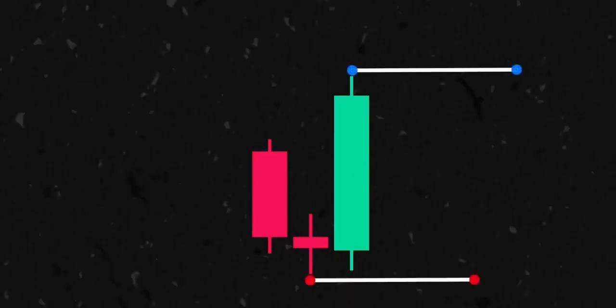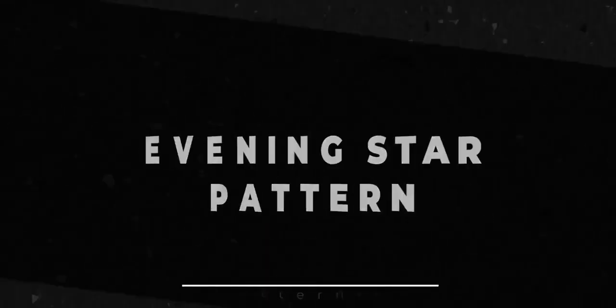To enter the trade, we will place a buy order above the high of the green candle. We will keep our stop loss below the doji candle. Pattern number 7, evening star pattern. The evening star pattern is the complete opposite of the morning star pattern.